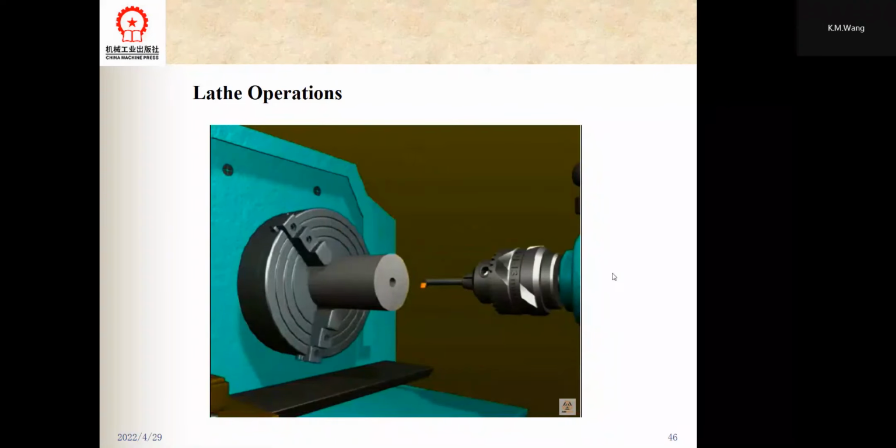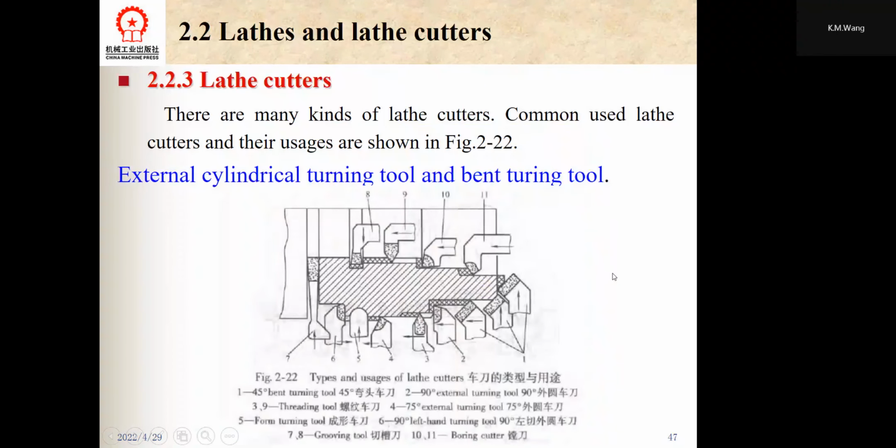Okay, these are the lathe operations. And then we study the lathe cutters. There are many kinds of lathe cutters. Commonly used lathe cutters and their usages are shown in these figures. There are different types of lathe cutters.